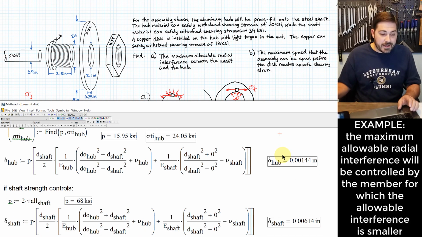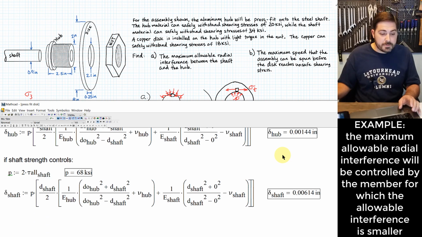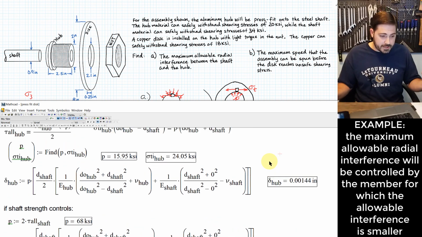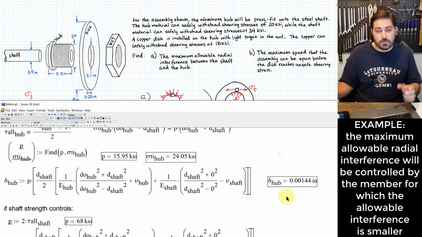We're not quite there, I guess, because we have two different possibilities. Which one of them is it that actually controls what this radial interference can be? Well, think of it this way. If you have more radial interference, you end up with more stress. If you end up with more radial interference for the hub, you're going to end up with more stress than we assumed we could have for the hub. So it's going to be the smaller one that controls which of these it could be.